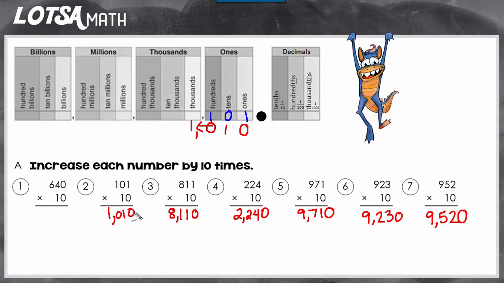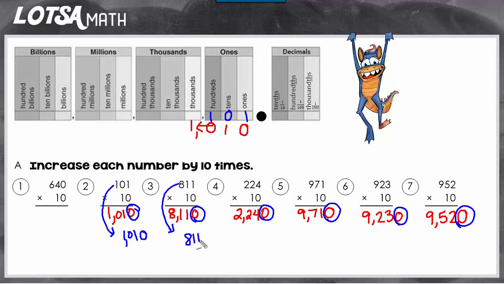The more problems you solve, the more you begin to notice that all of these digits end up having a 0 at the end for the placeholder. So what you can say is that when you multiply a number by 10, what you really can do is just take that number and add a 0 to the end of it. So your new number would be 1,010. So you can take this number, 811, and just add a 0 to the end of it. And then your new number would be 8,110.